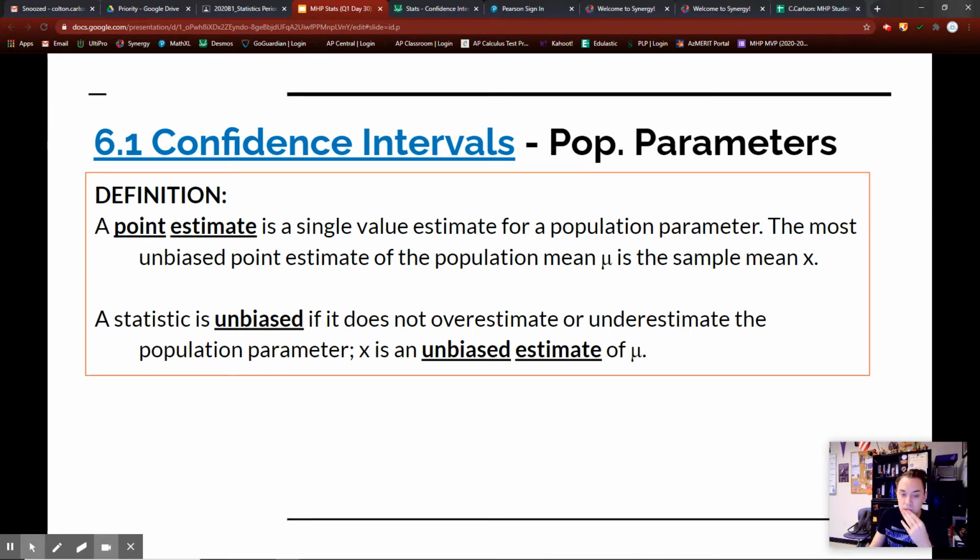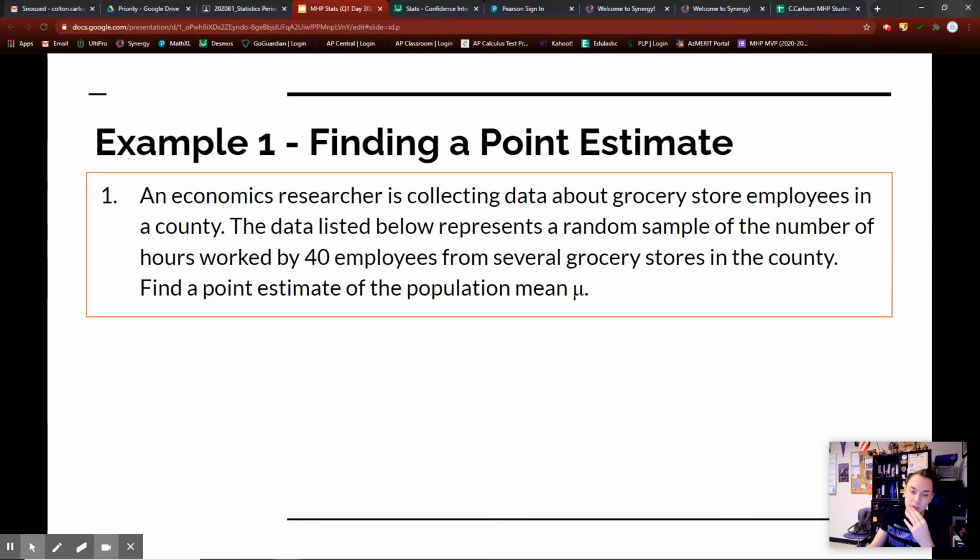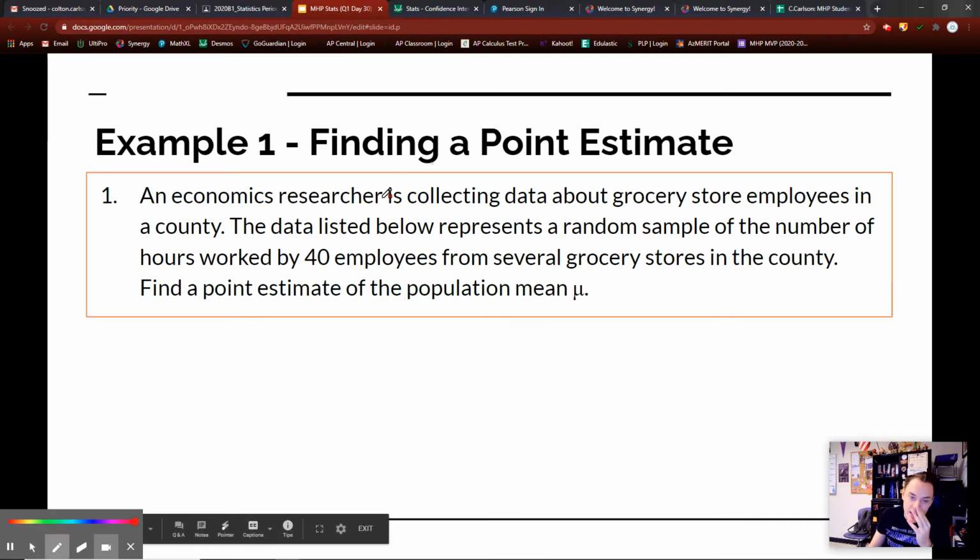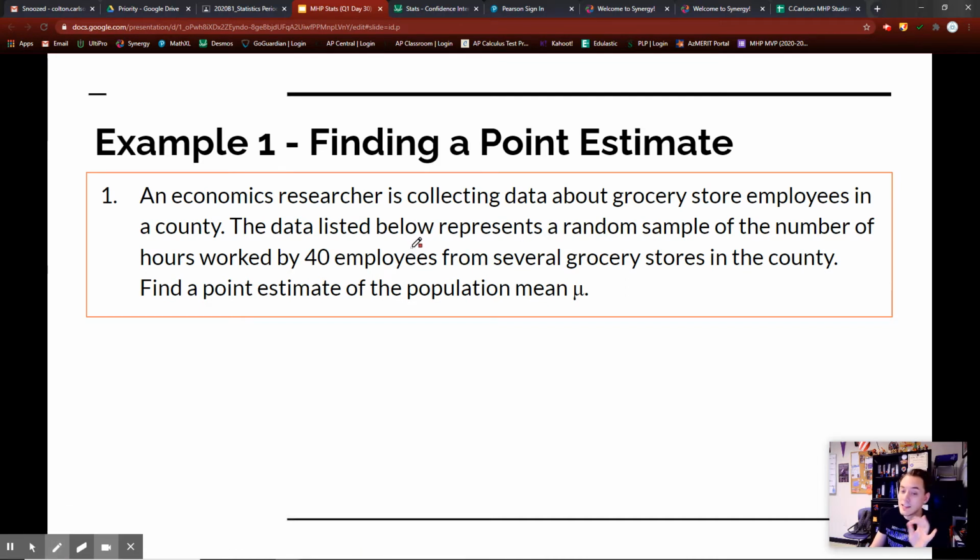Okay? So let's go through a couple examples here. Very, very short, simple examples, actually. So an economics researcher is collecting data about grocery store employees in the county. The data is listed below, it's actually not listed below for me. It's listed for you guys, though. Okay, so you guys will have it on your sheet, in your note packet. And hours worked by 40 employees from several grocery stores.